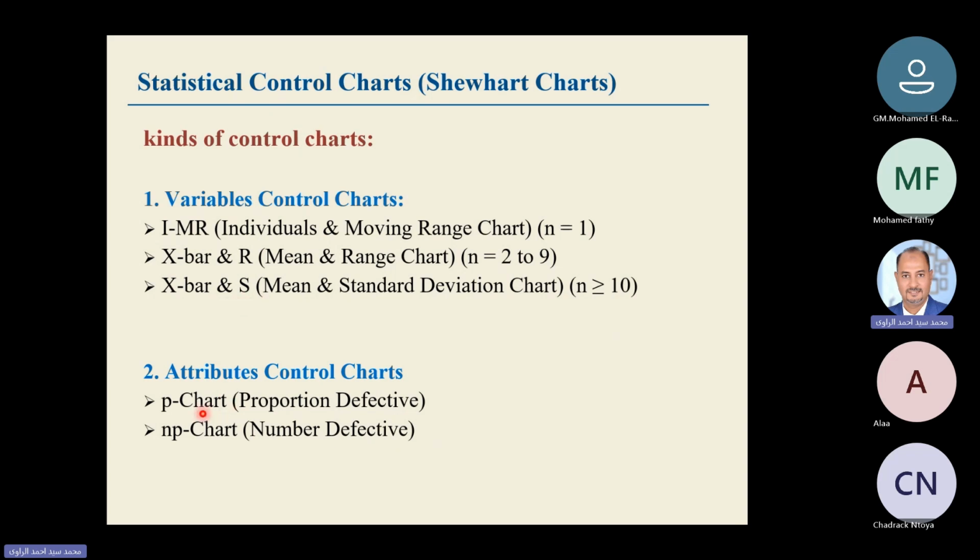Also, we have the second kind. It is attributes control chart. We have P chart and NP chart. P chart is proportion defective. If we want to determine any defect by counting the defectives in the lab, we use P chart for proportion defective and NP for number of defectives.